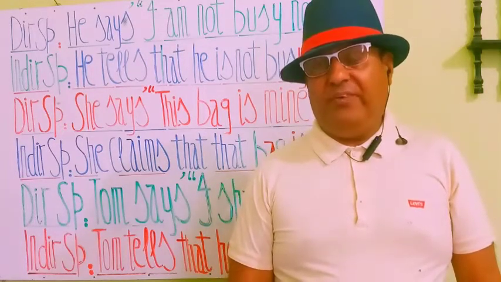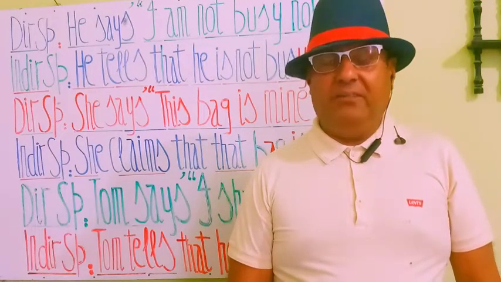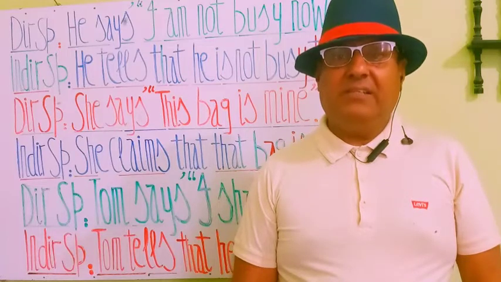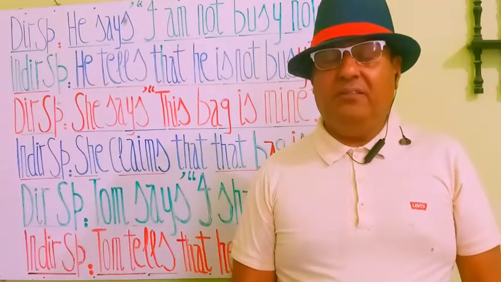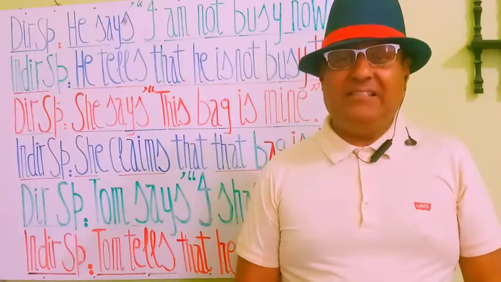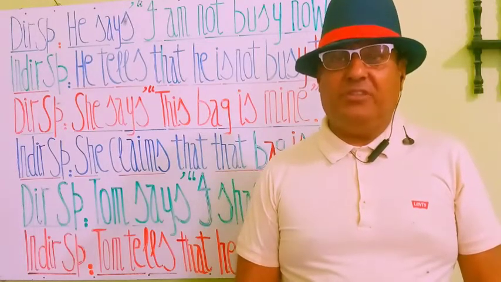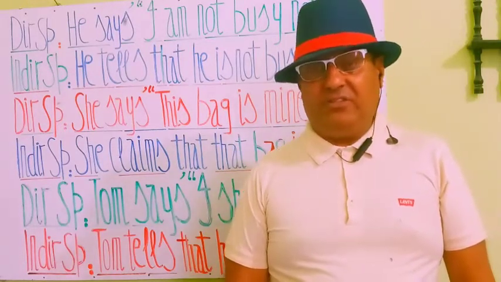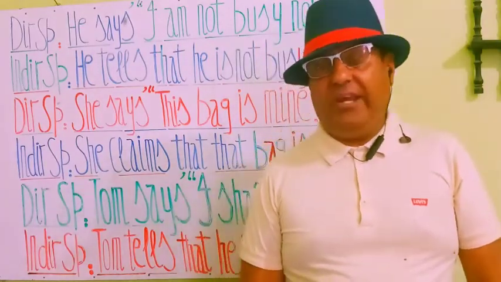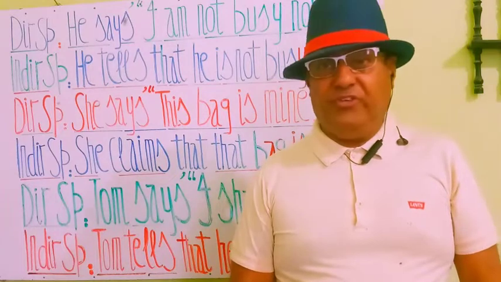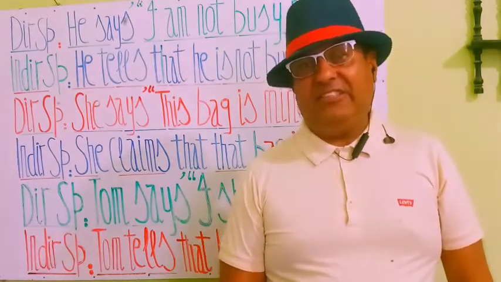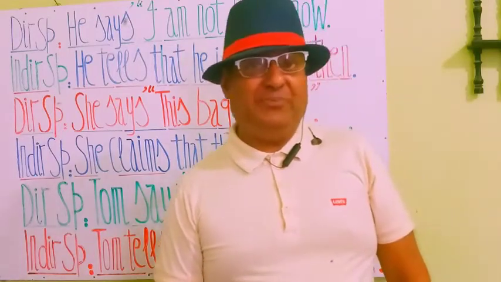You saw that she claims that, commas are removed and we write that, and again this is replaced by that: that bag is hers. Mine is replaced by hers, so that bag is hers. So these are the changes of pronouns and certain words and commas in these positive statements. Let's proceed to the next statement in direct speech.